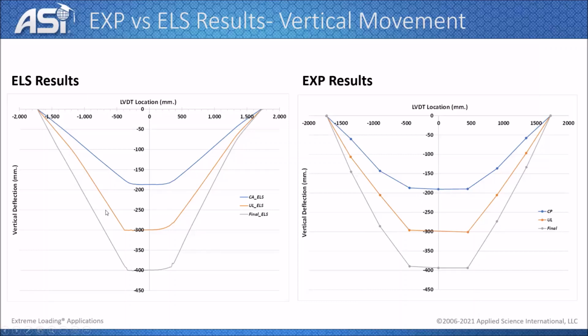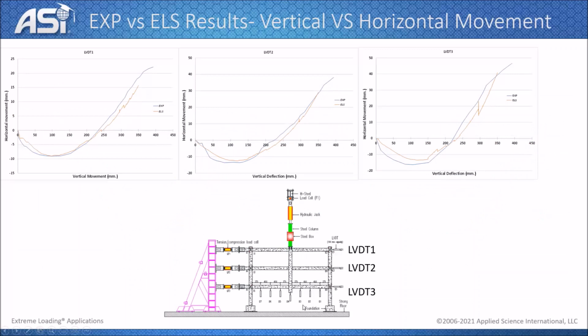Then at the second phase of loading, we see here also the loading in the experiment matching very well with the loading of ELS, as well as in the third stage here when the failure happened at 400 millimeters, and it's shown here also as 400 millimeters.